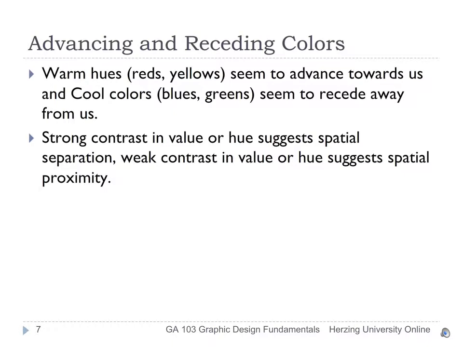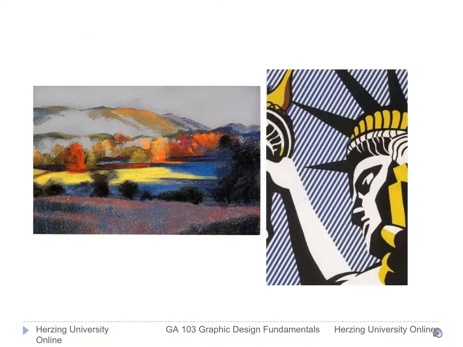We also find advancing and receding colors. Warm hues, reds and yellows, seem to advance towards us, and cool colors, blues and greens, seem to recede away from us. Strong contrast in value or hue suggests spatial separation. Weak contrast in value or hue suggests spatial proximity. We see those demonstrated here.